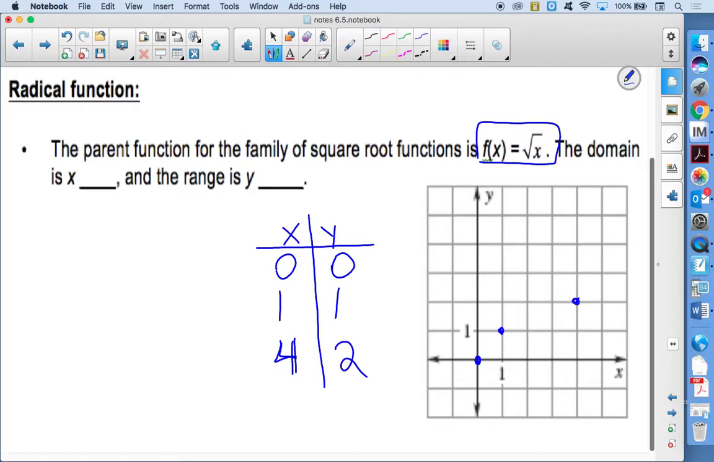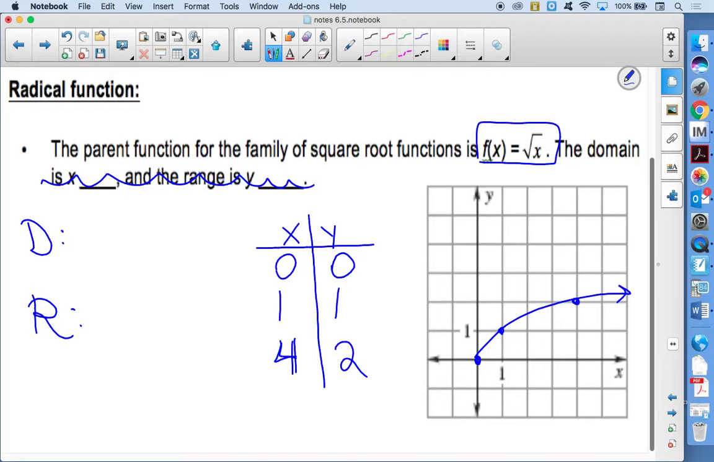All right, so this is what our graph should look like. Try and make it a nice, smooth, arched curve that just moves to the right. So it starts at 0, 0. It can't be anything less than that because you can't take the square root of a negative number. And then yes, we could make it larger, but we only have so much space on the graph. So instead of filling in the blanks, what would the domain and range be in interval notation?